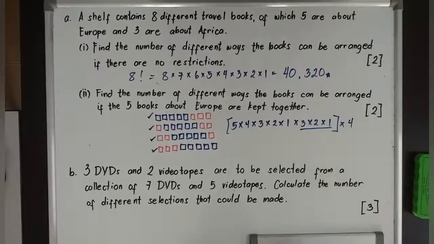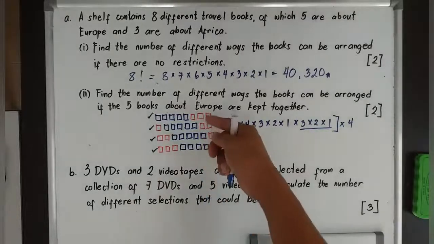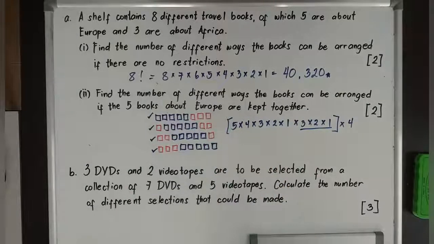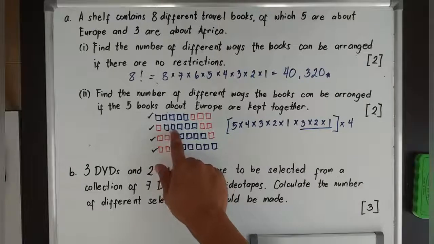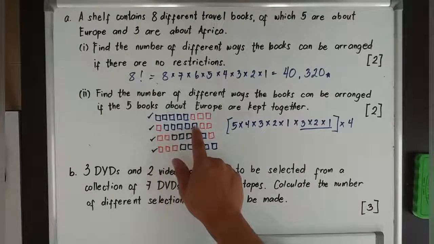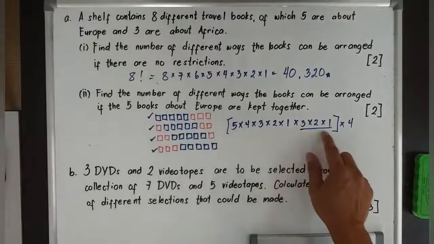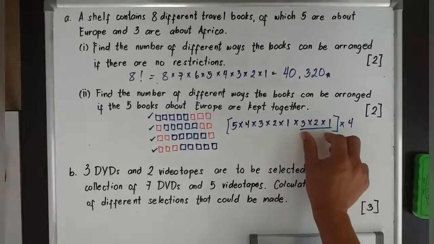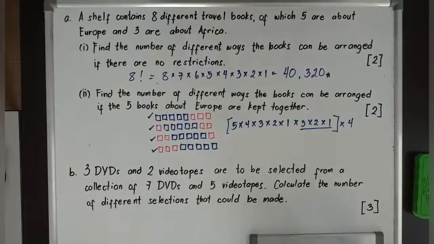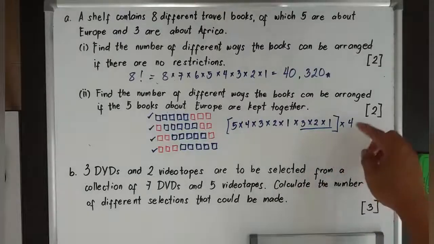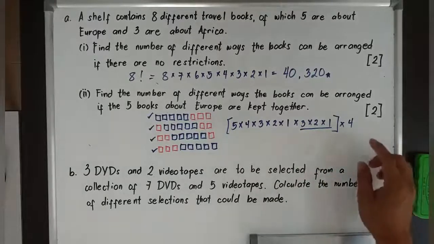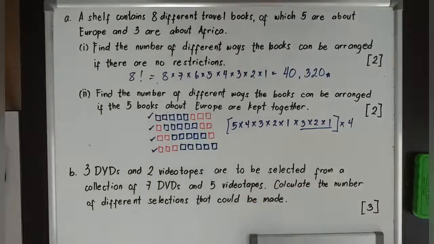Okay. Why do I need to multiply it by 4 again? Because there are 4 situations over here where in fact I can still have, you see, it's 5 times 4 times 3 times 2 times 1. Okay. This will still be 3 times 2 times 1. So 3 times 2 times 1 will still be the same. It's just that there are 4 situations. That's why I multiply it with 4.